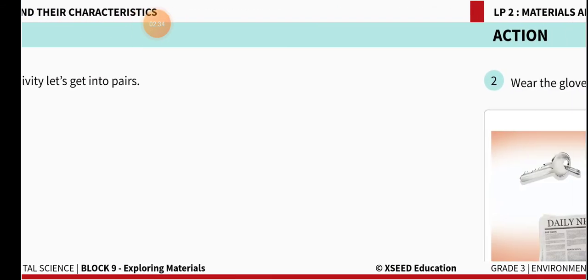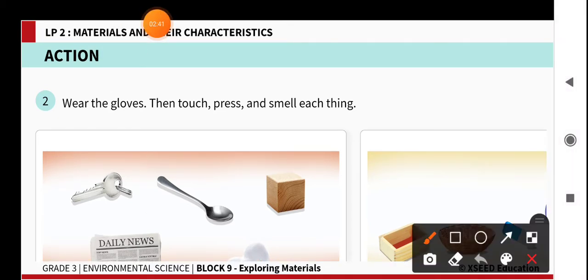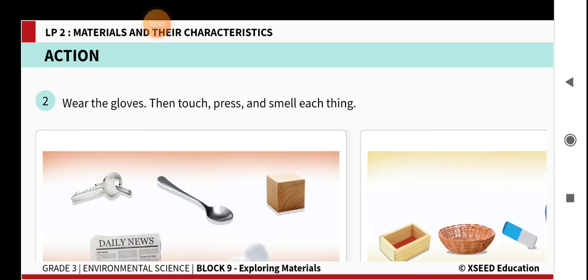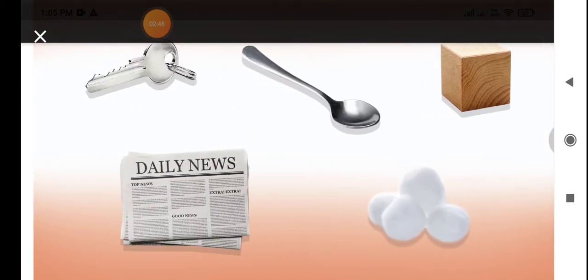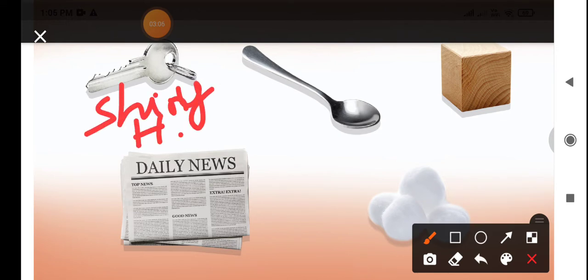So here, to understand this lesson, we'll do one small activity. Collect these objects in your home and try to find out how they are different from each other, what characters they are showing. Okay, the first one is a keychain. Is it shiny or dull? When you look at a keychain, will it appear shiny or dull? It is very shiny. And is it hard or soft?